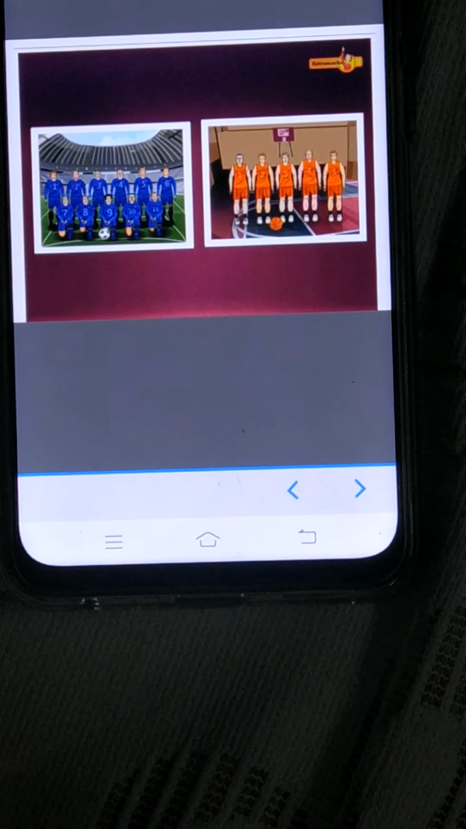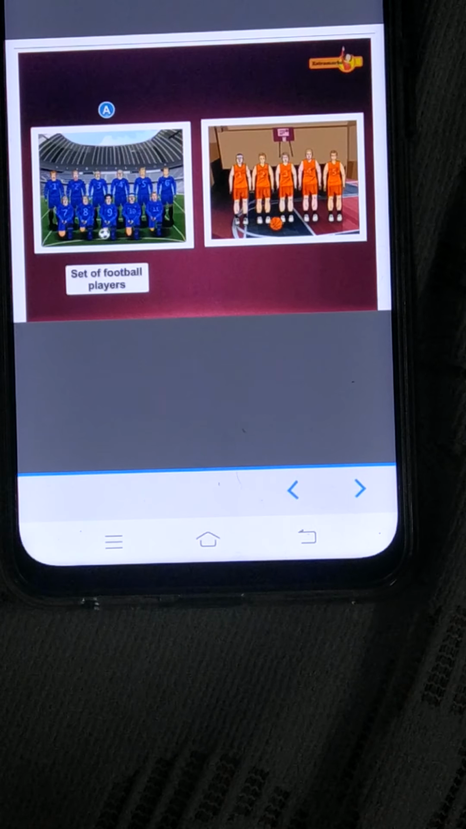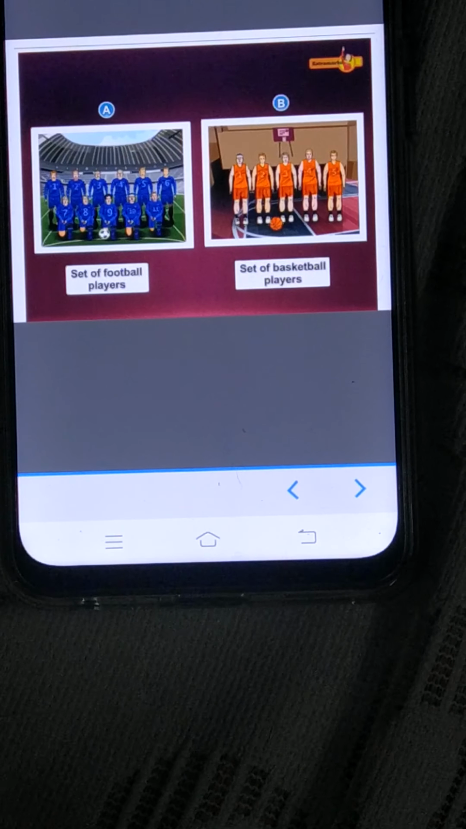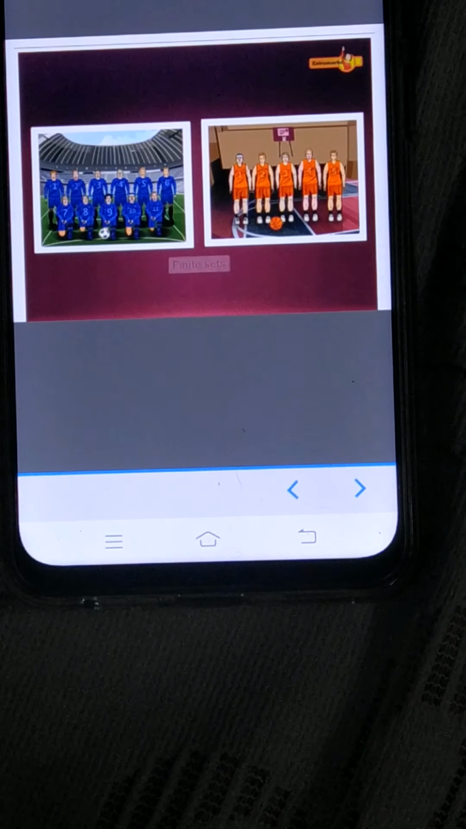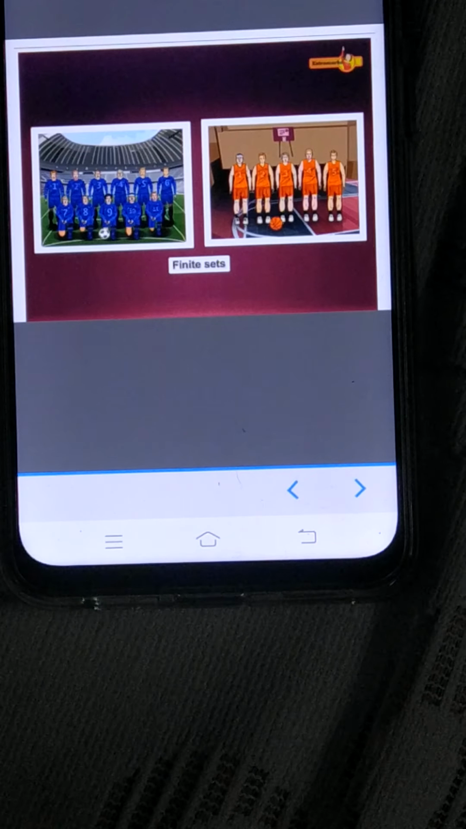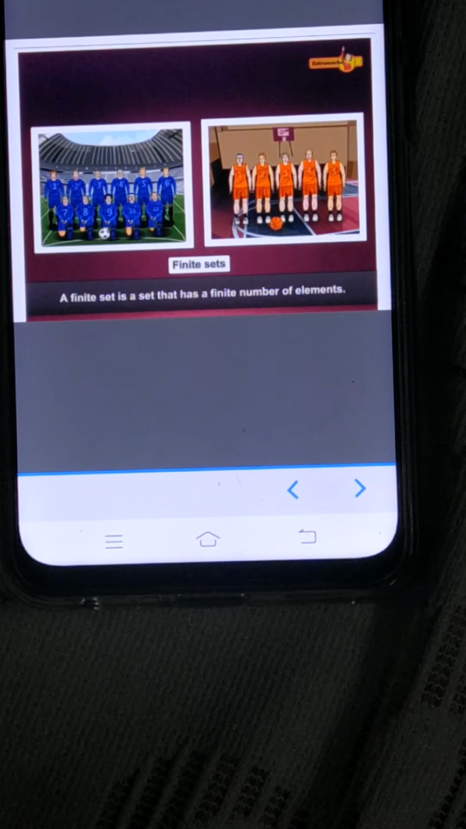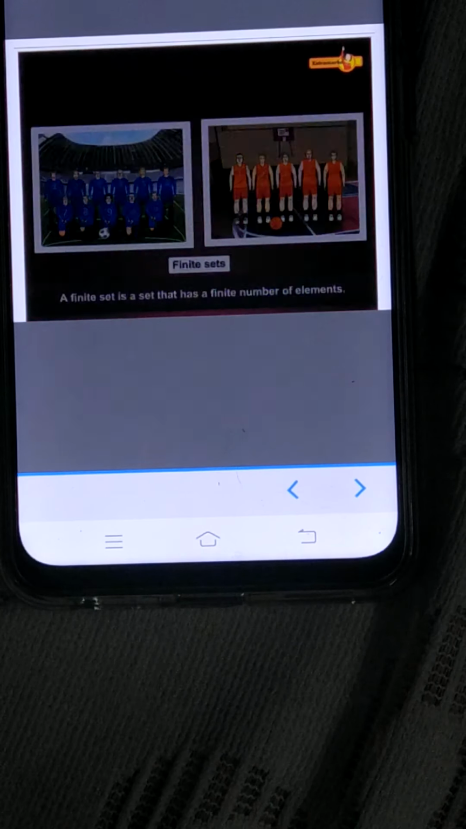See, these players are ready for their matches. Let us name the team of football players as set A and the team of basketball players as set B. Here, we can see that both sets have definite members. So, these types of sets are called finite sets. Thus, a finite set is a set that has a finite number of elements.